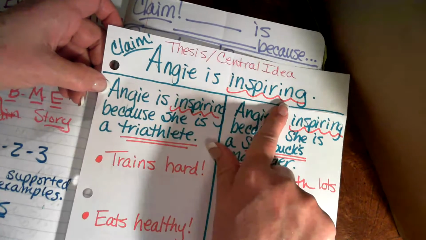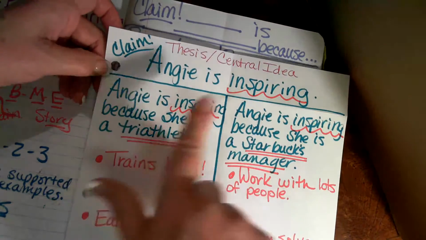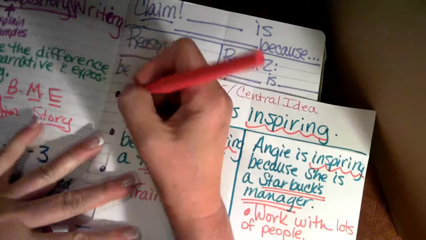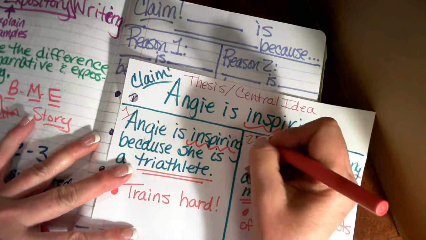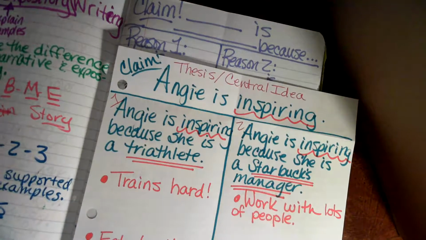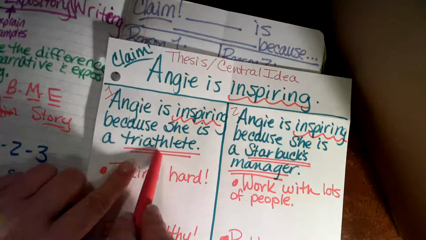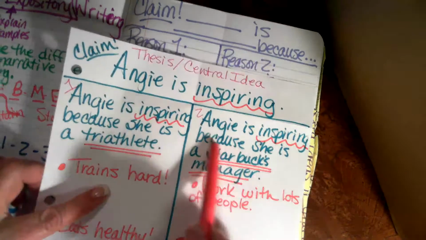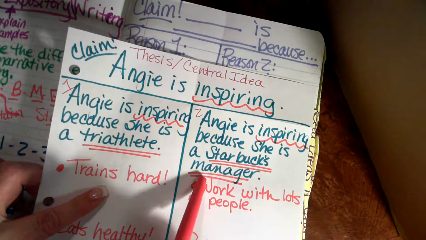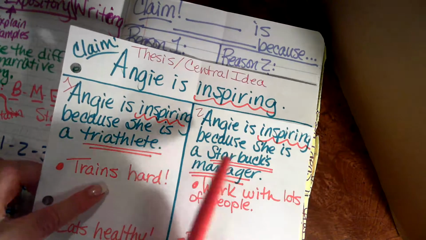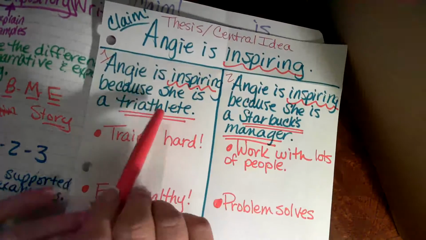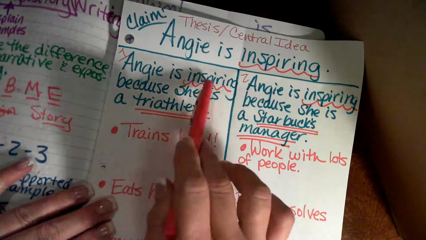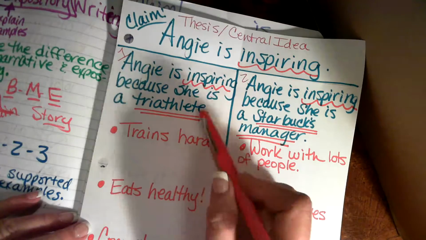All right, so I said Angie was inspiring. Now I have to have reason one, reason two. So here's my reason one. Here's reason two. Okay. Angie is inspiring because she is a triathlete. That's reason number one. Angie is inspiring because she is a Starbucks manager. That's reason number two. So now I need to prove that a triathlete is an inspiring person.